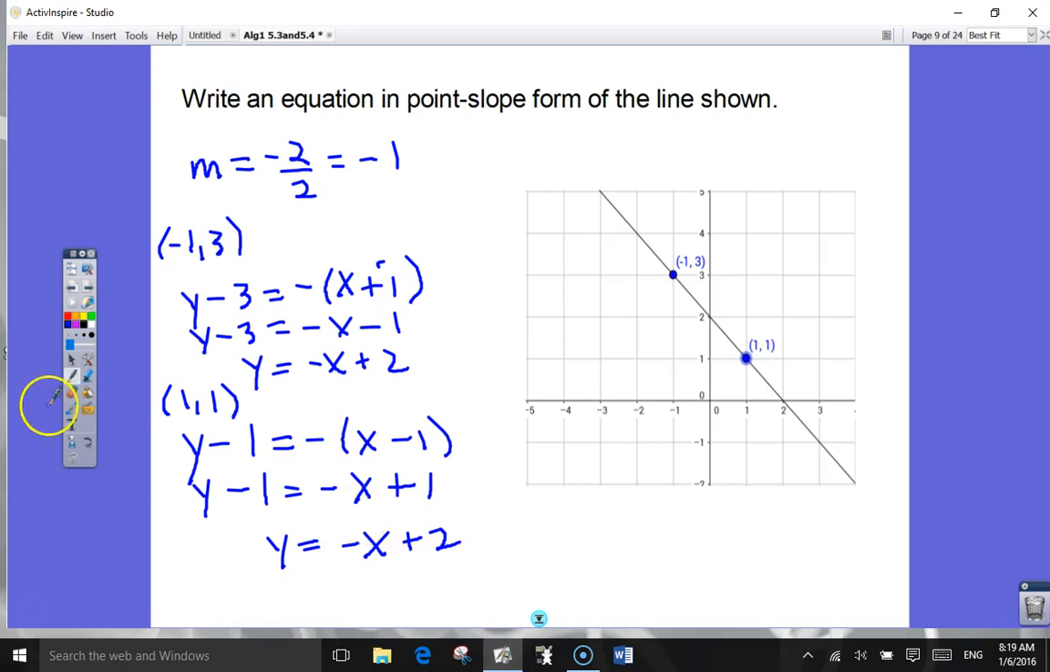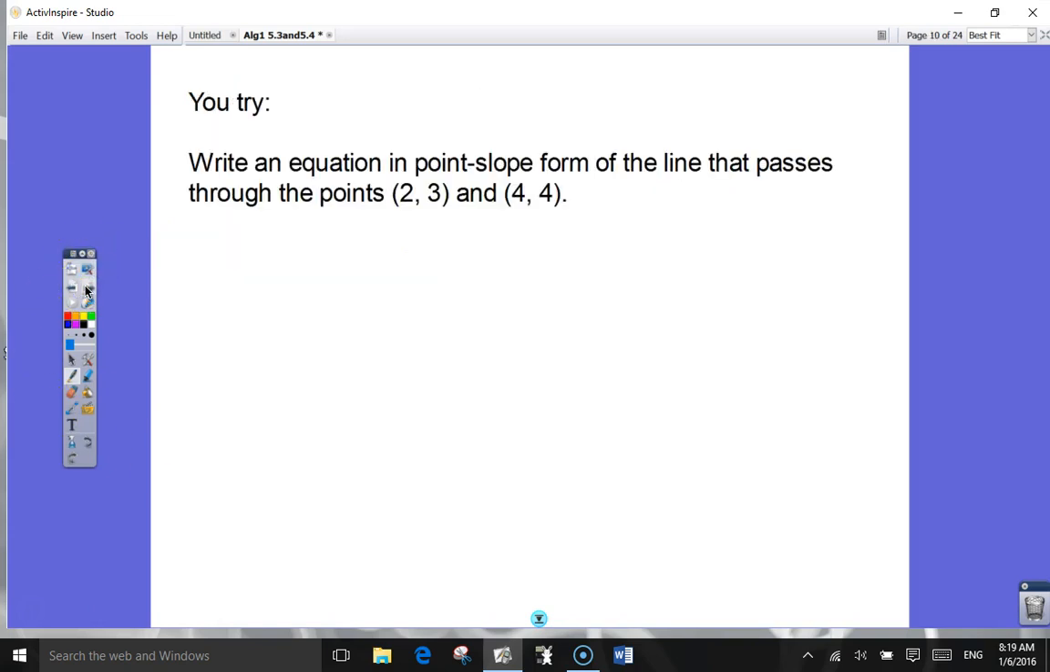So you try. Write an equation in point-slope form that passes through those 2 points. And you don't have a graph, so you just have to calculate the slope. So we all get a slope of 1/2. I did. You should have, right?